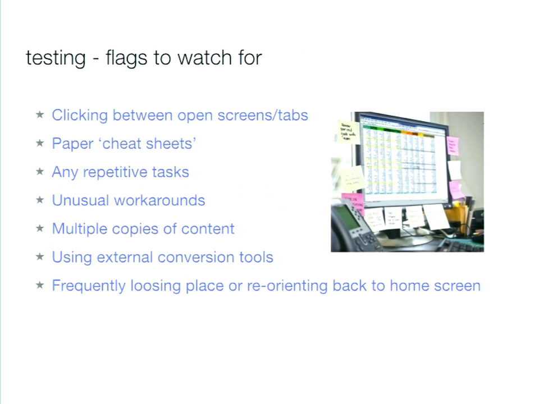Things to watch for: clicking between lots of screens, and cheat sheets, if they're not able to do what they need to do on the site and they're using other supporting documentation and external tools. An example of this might be a bookstore whose ordering system had sections of the site just numbered, and there were people who had to refer to another sheet to see what the numbers symbolized.